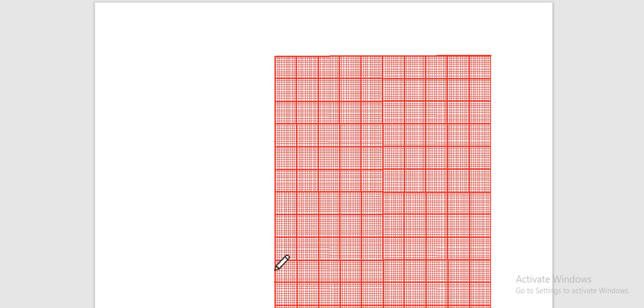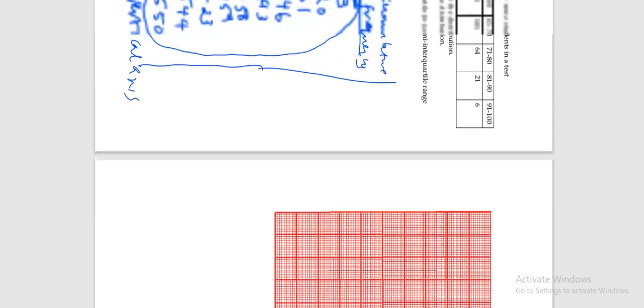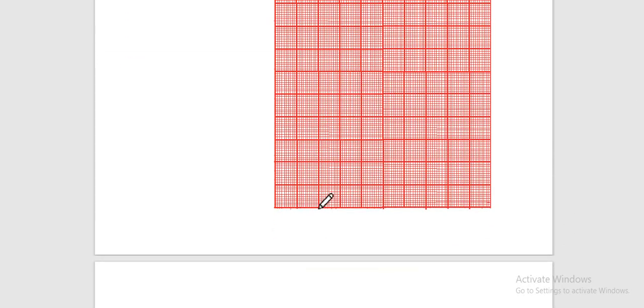Let me see. 1, 2, 3, 4, 5, 6, 7, 8, 9, 10. We are left with one more point. Okay, let me turn it upside down. Let's see the number of points we also have here. 1, 2, 3, 4, 5, 6, 7, 8, 9, 10. Let me see. 1, 2, 3, 4, 5, 6, 7, 8, 9, 10.